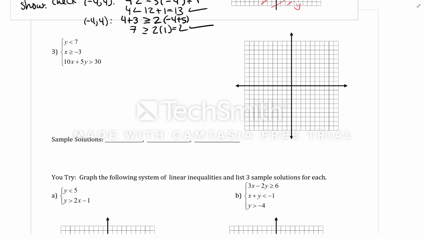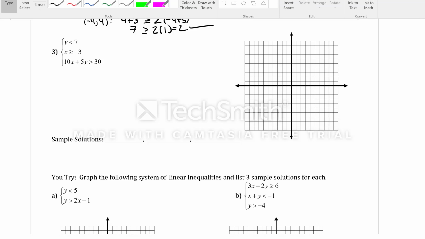Okay, lastly, we're going to look at example 3, which now you may notice has 3 different inequalities. I've got y less than 7, x greater than or equal to negative 3, and 10x plus 5y greater than 30. So this has 1, 2, 3 lines, and that's okay. In fact, systems can have 4, 5, 6, 7, 8, it doesn't matter. System just means more than 1. And so some of our systems will have more than 2 as well.